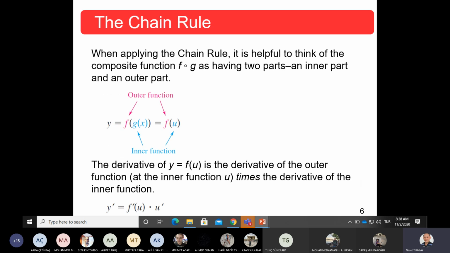Now, let's keep on. The book gives more explanation. It is also telling here, when applying the chain rule, it is helpful to think of the composite function, f with g, as having two parts: an inner part and an outer part. So outer or outside function, inside or inner function. The derivative of y equals f of u is the derivative of the outer function at the inner function u times the derivative of the inner function. Yes, y prime equals f prime of u times u prime.